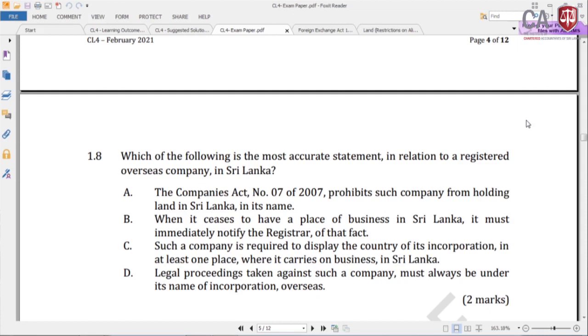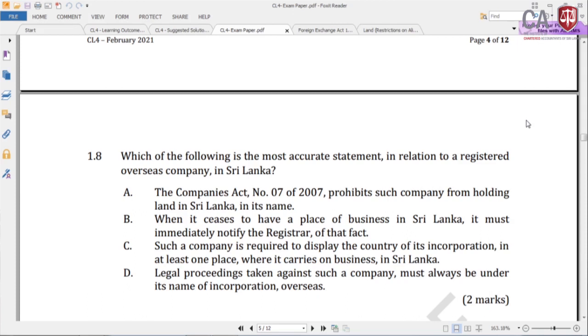The Companies Act number 7 of 2007 prohibits such a company from holding land in Sri Lanka in its name. Generally, an overseas company cannot hold land under the Land Restrictions on Alienation Act. But let us look at the other answers also.